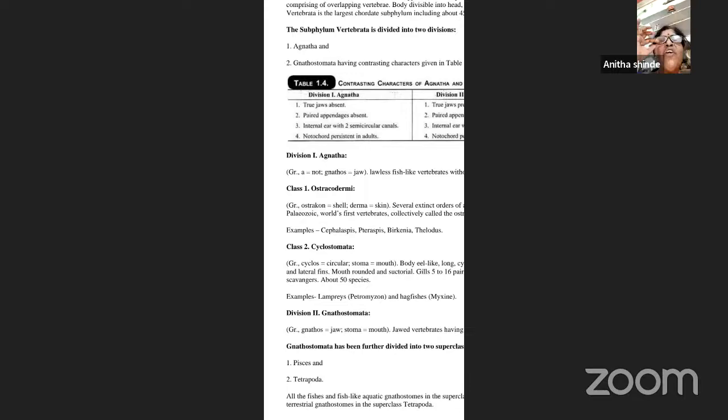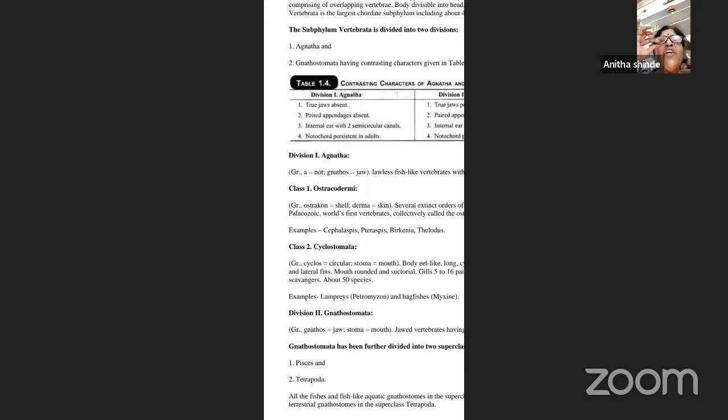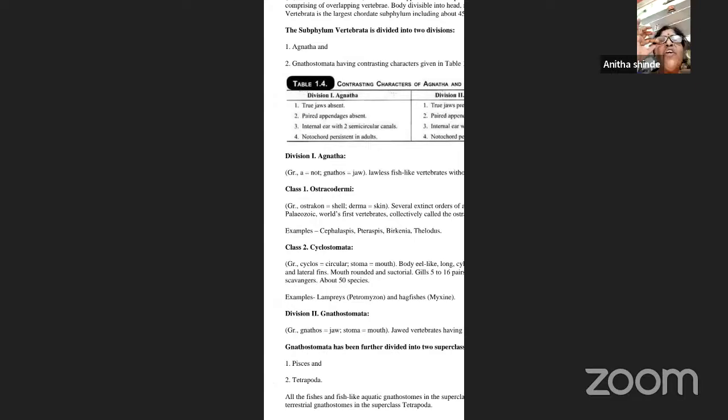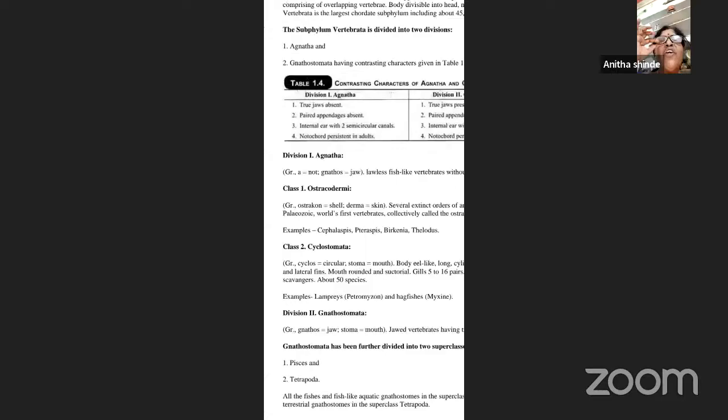Now the second division. The first division is Agnatha, the second division is Gnathostomata. These are vertebrates having jaws and paired limbs. So it includes again two superclasses. One is called Pisces and another one is called Tetrapoda. All the fishes as well as fish-like aquatic gnathostomes are included in the superclass Pisces, whereas all the four-limbed gnathostomes are included in the superclass Tetrapoda. So these are the two superclasses which are included under the Gnathostomata.